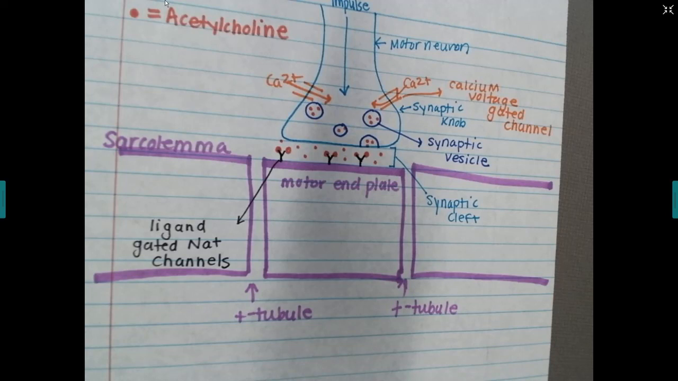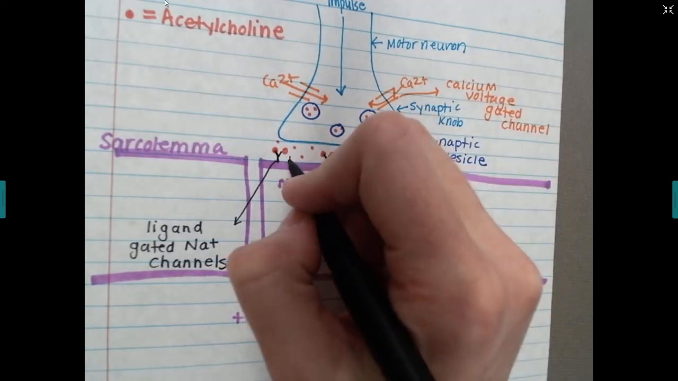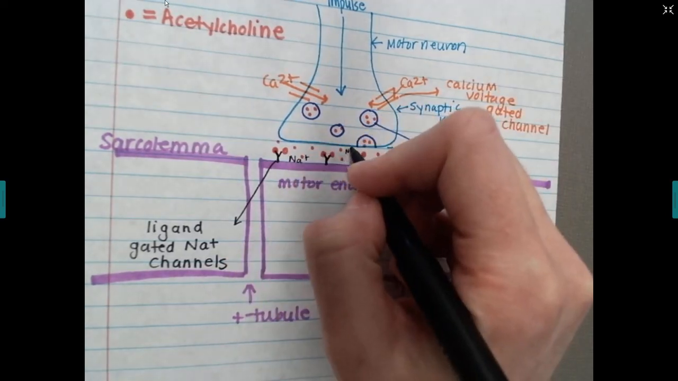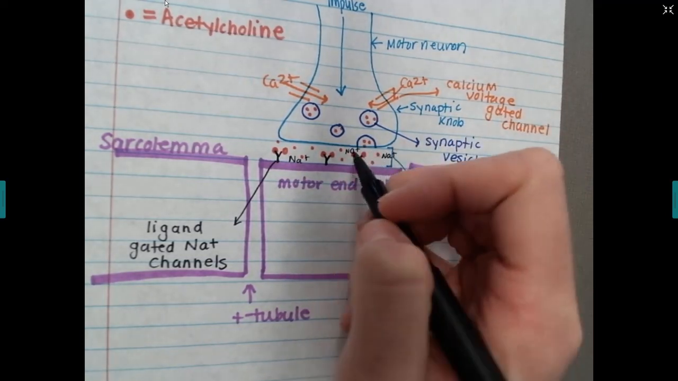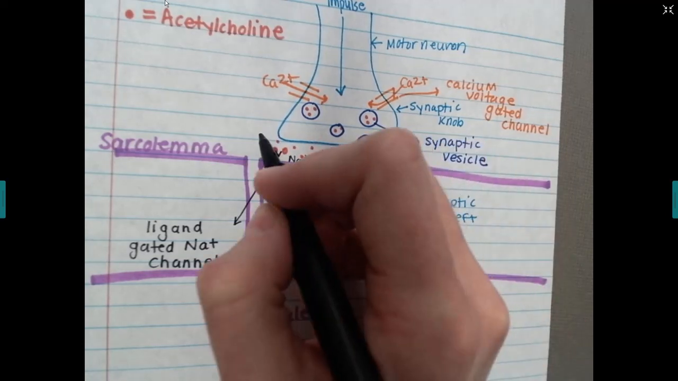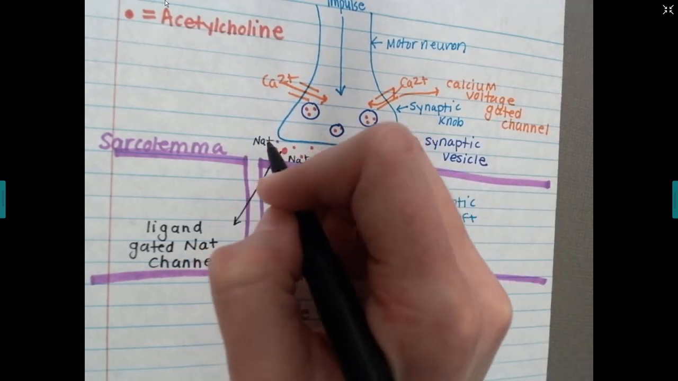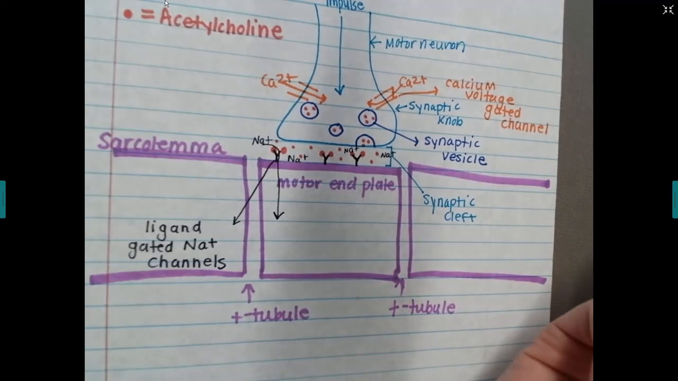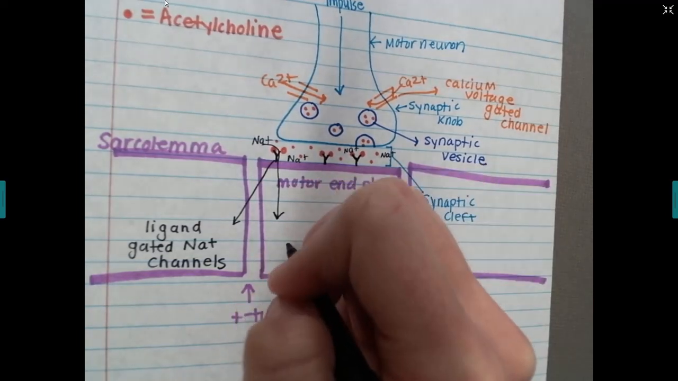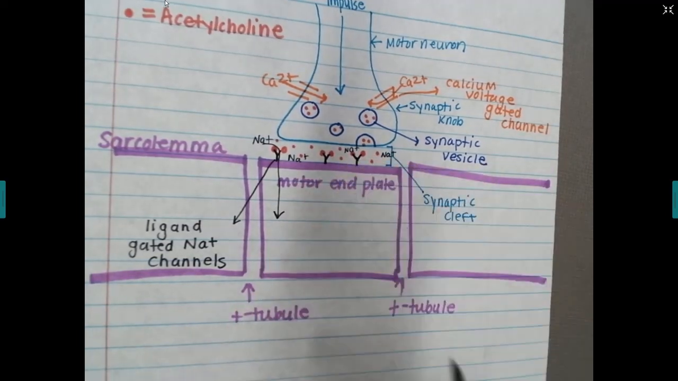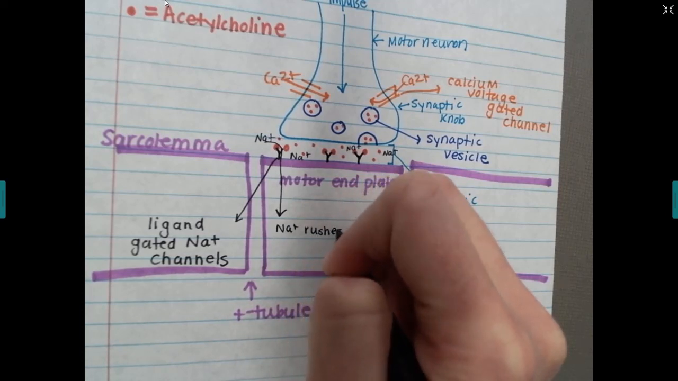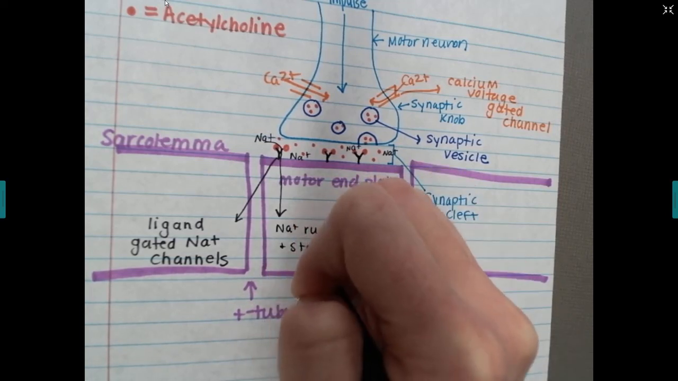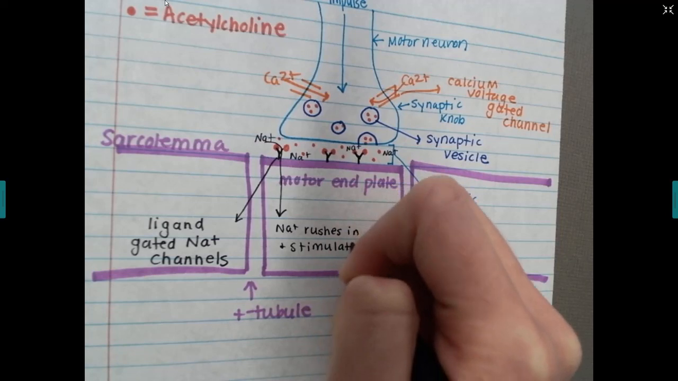Sodium's already there. It naturally exists in your body. So it's just hanging out in this cleft as well. And when the acetylcholine binds to that sodium ligand-gated channel, sodium rushes in. And when sodium rushes in, we are going to stimulate the muscle to contract. So sodium rushes in and stimulates the muscle to contract.